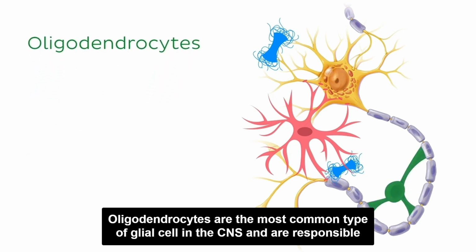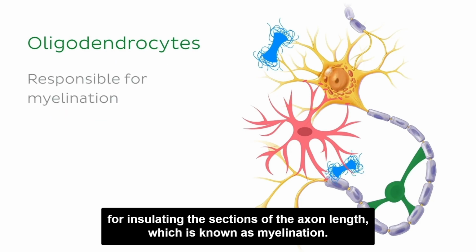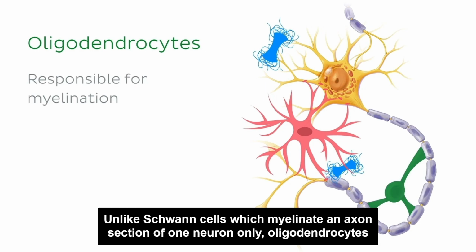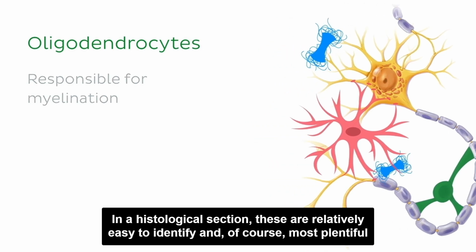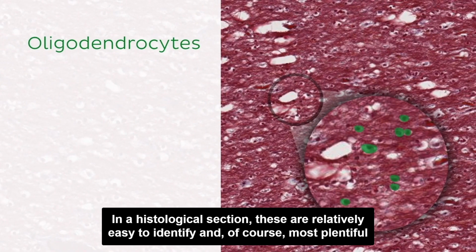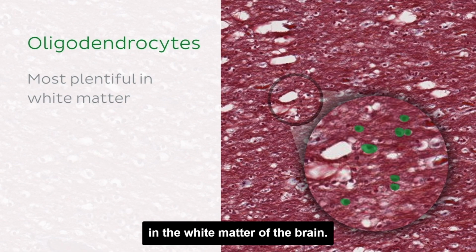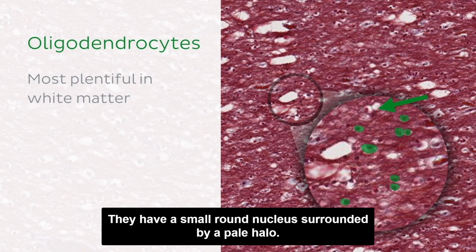Oligodendrocytes are the most common type of glial cell in the CNS and are responsible for insulating sections of the axon length, which is known as myelination. Unlike Schwann cells, which myelinate an axon section of one neuron only, oligodendrocytes have several extensions which myelinate axons belonging to a number of neurons. In a histological section, these are relatively easy to identify, and of course most plentiful in the white matter of the brain. They have a small round nucleus surrounded by a pale halo.